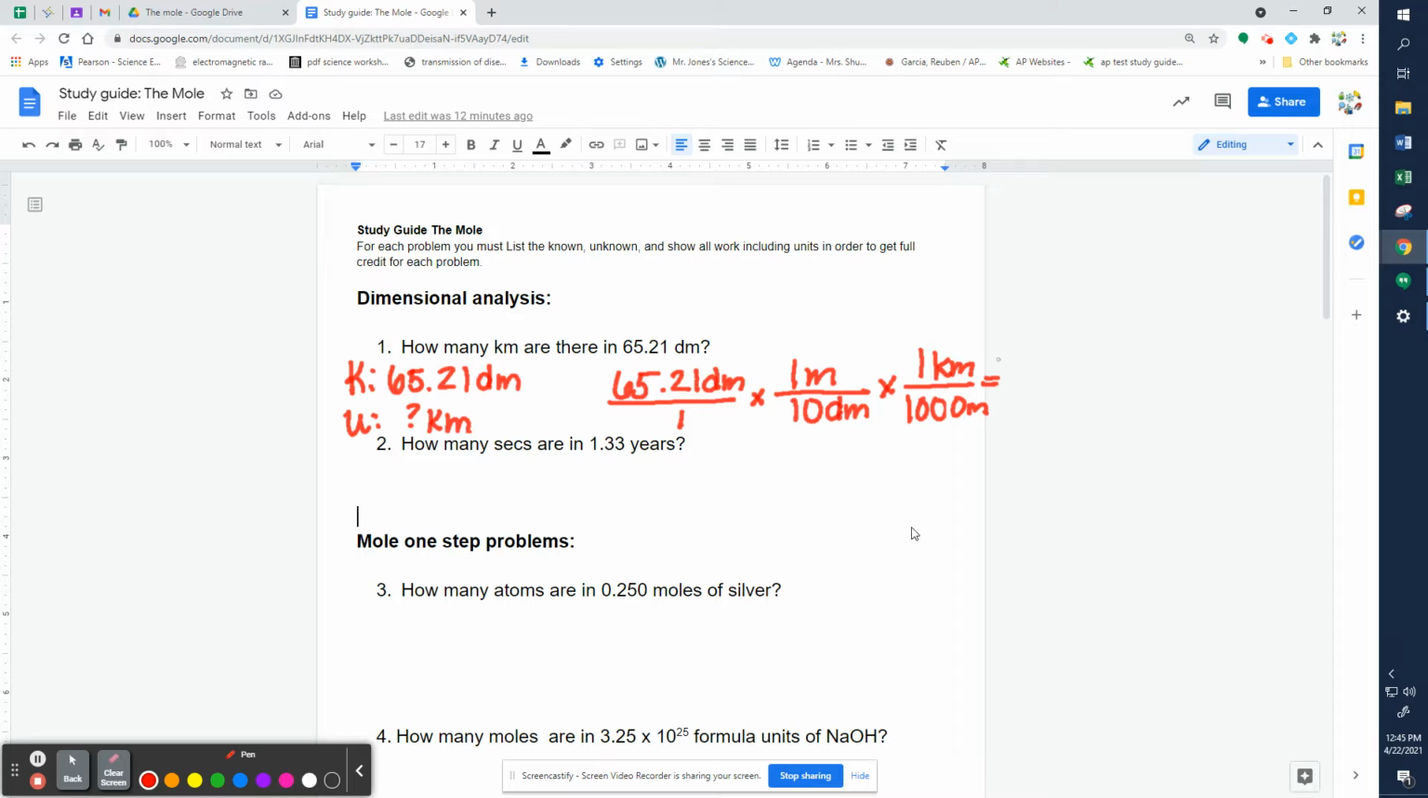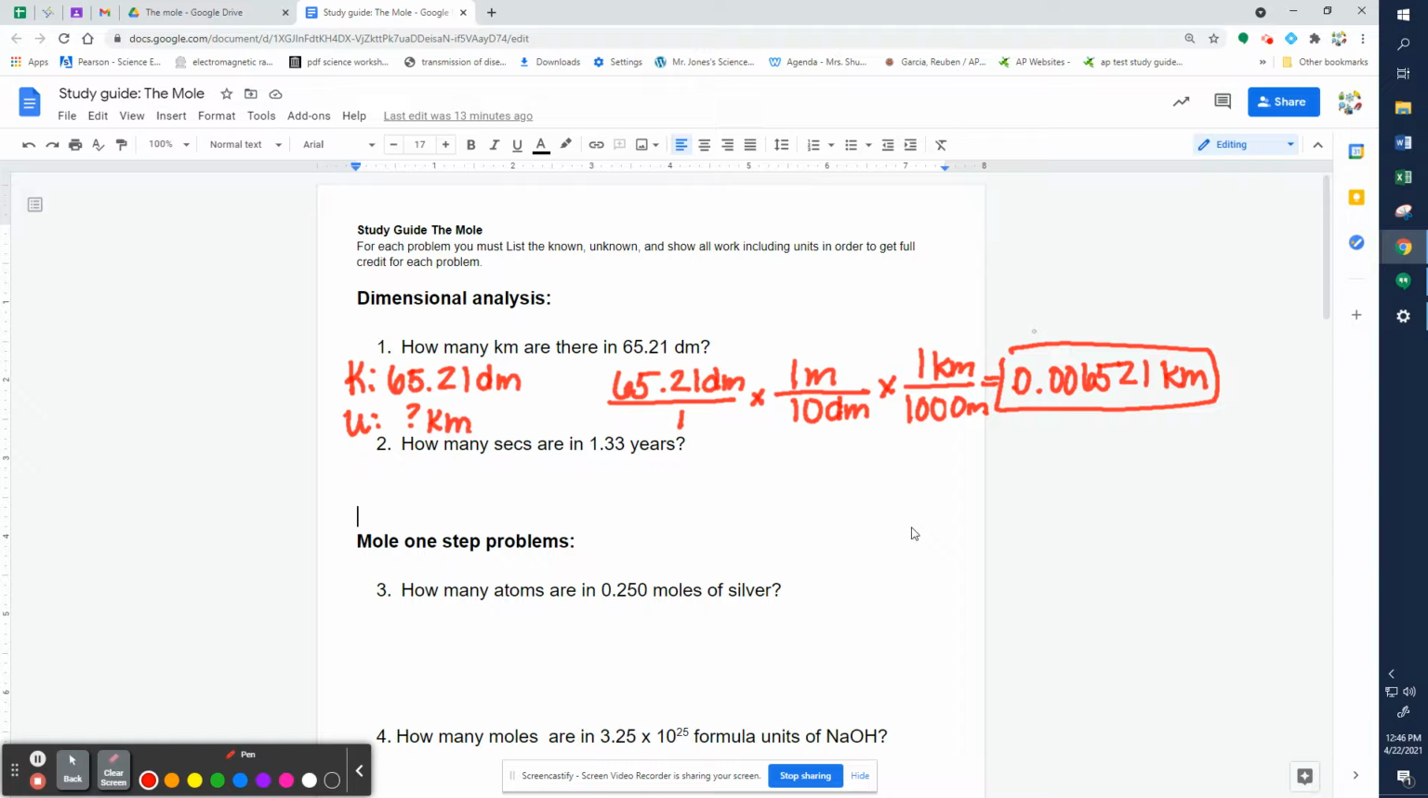Then I'm going to go ahead and do all of that math. Generally, if it's on top, you're going to multiply. If it's on bottom, you're going to divide. So when we do this, we are going to get 0.006521. And our units are going to be kilometers. Go ahead and box in our answer.